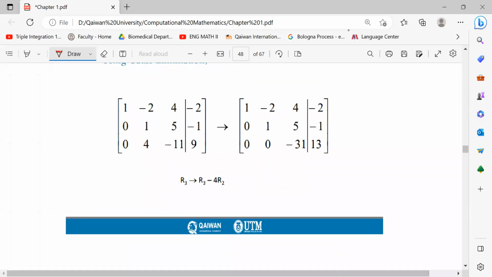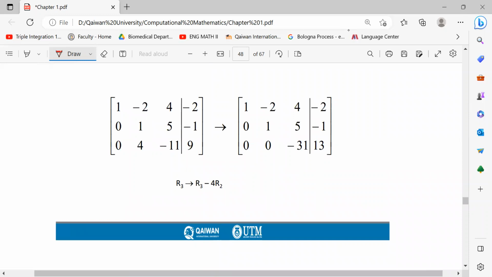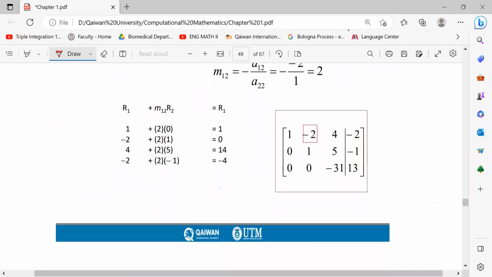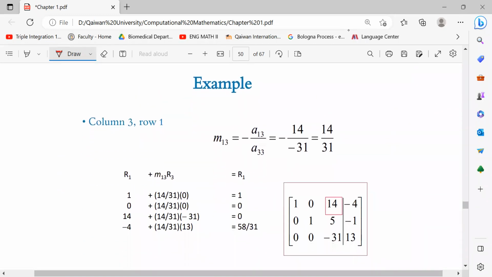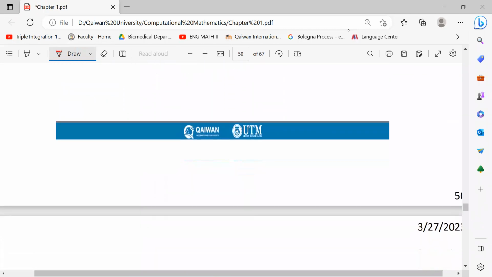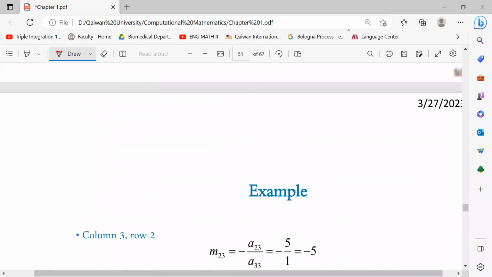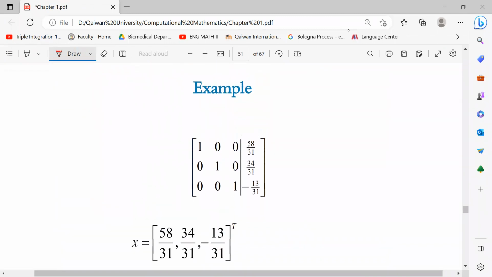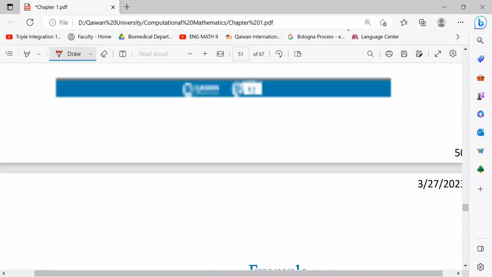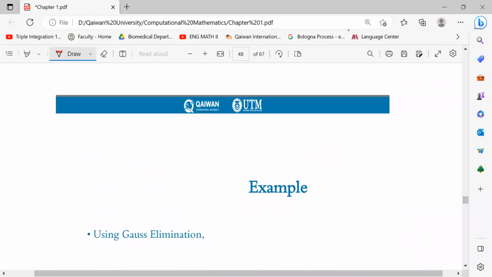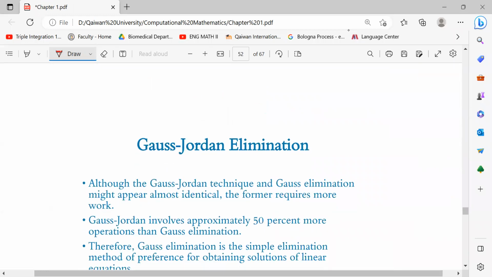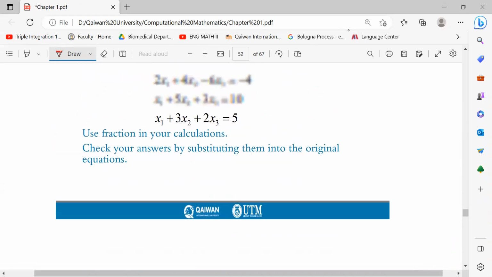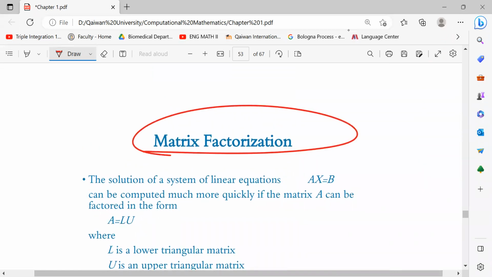And this is another example about Gauss elimination. It's easy. Okay, it's enough. This example is for yourself. It's the same as the previous example that we did using Gauss-Jordan elimination. Then we have matrix factorization for next week.